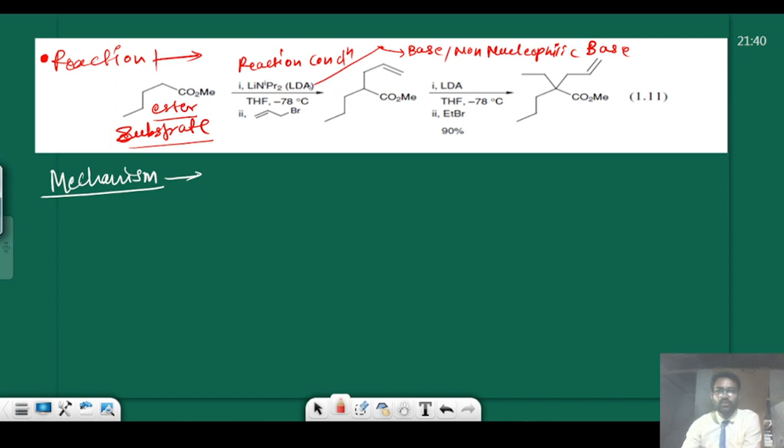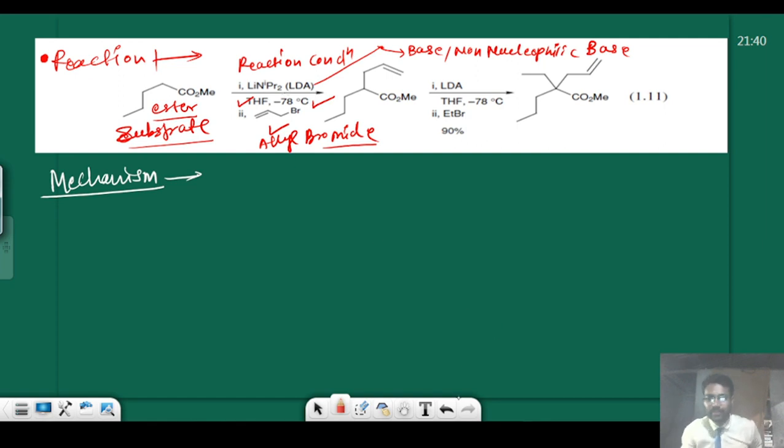It is used in the presence of tetrahydrofuran, and the temperature is minus 78 degrees Celsius, which we need to maintain. Then and only then does this reaction take place as desired. In the next step we take allyl bromide. What we need to generate is the enolate anion in the presence of this strong non-nucleophilic base.